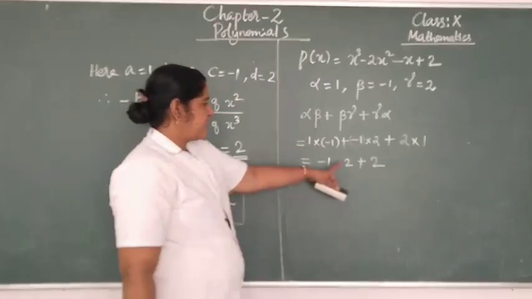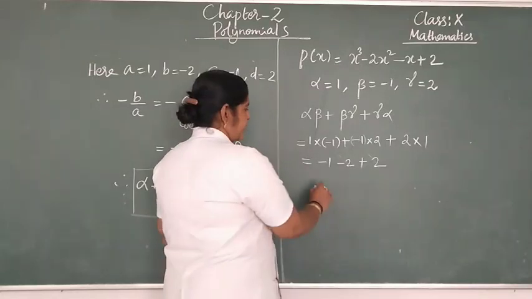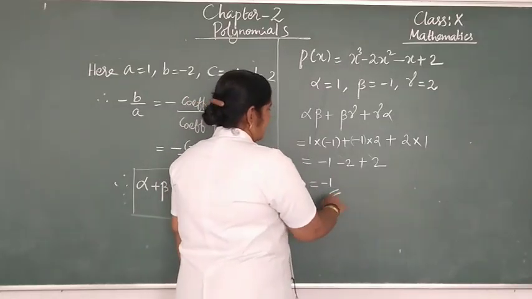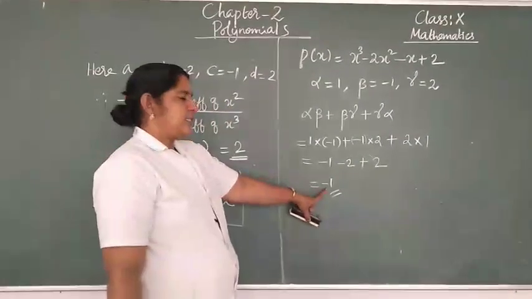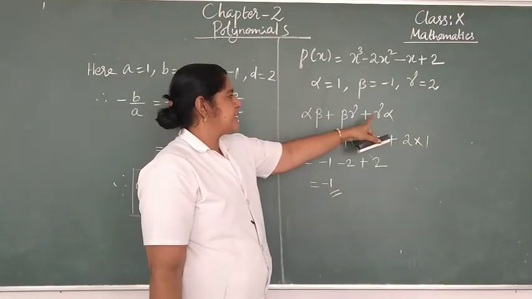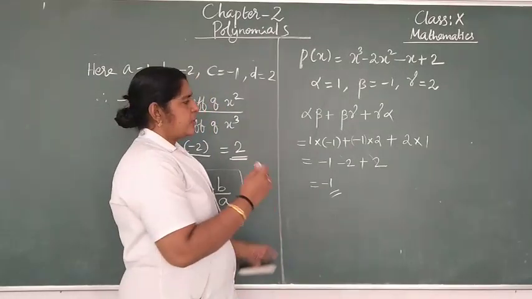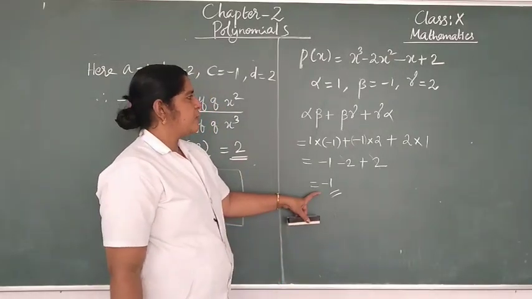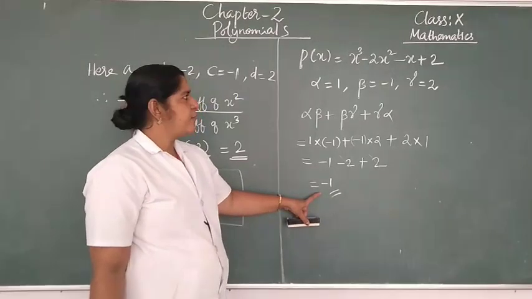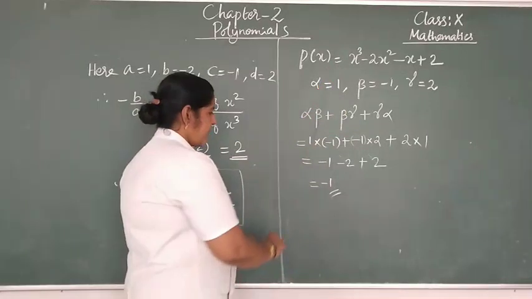Now you can see minus 2 plus 2 is 0, so that term is cancelled and we are getting the value equal to minus 1. So we got alpha beta plus beta gamma plus gamma alpha is equal to minus 1. Now to get the relation, I am going to find out the value of c by a from the polynomial.